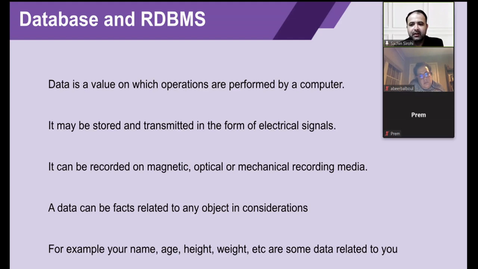It can be recorded on magnetic, optical or mechanical recording media, and data can be a fact related to any object, like a fact related to the customer. So what kind of information can we relate to the customer? Like the name and the IDs which we want to give them, and the address and the products which they want to purchase, something like that. For example, your name, age, height, weight, etc. are some data related to you.